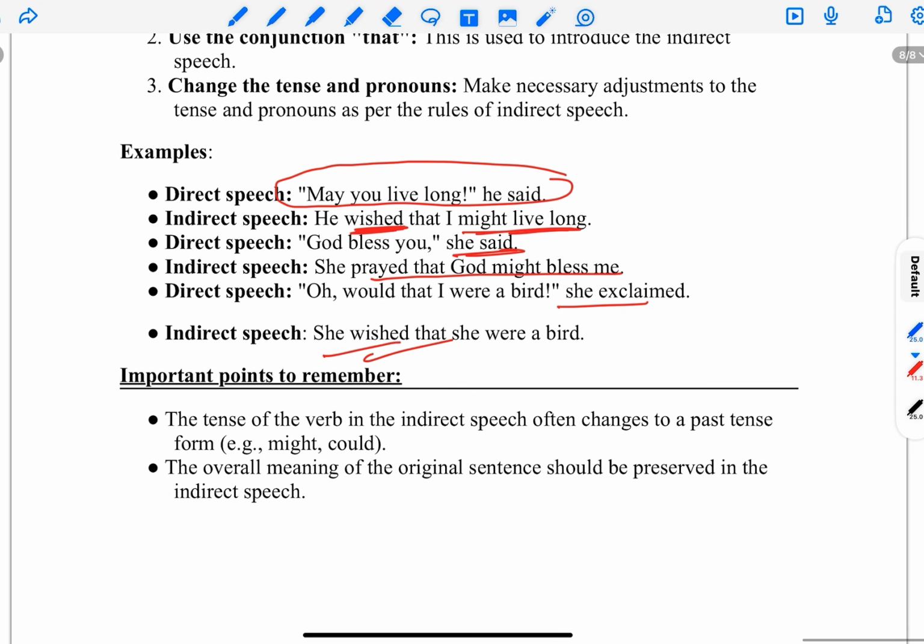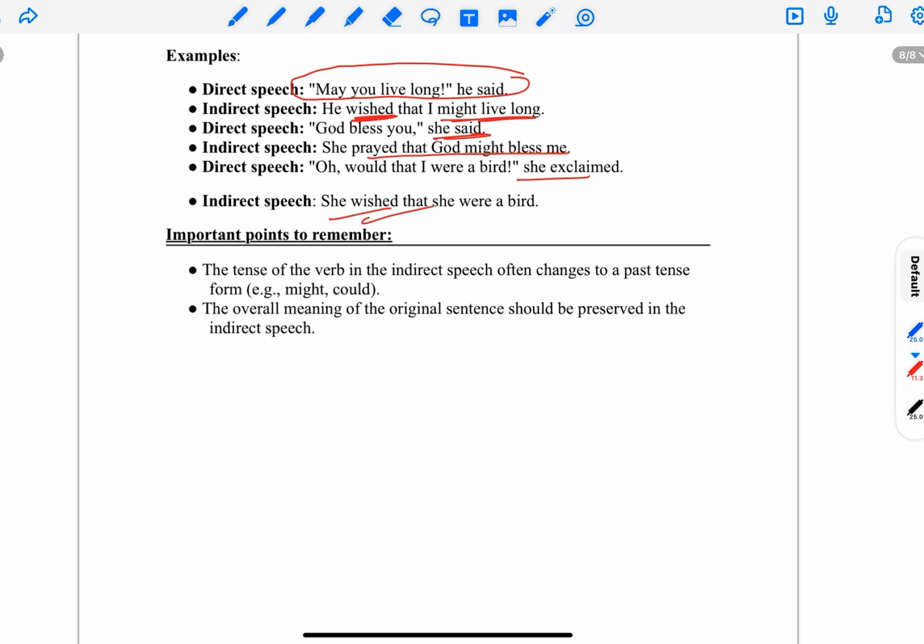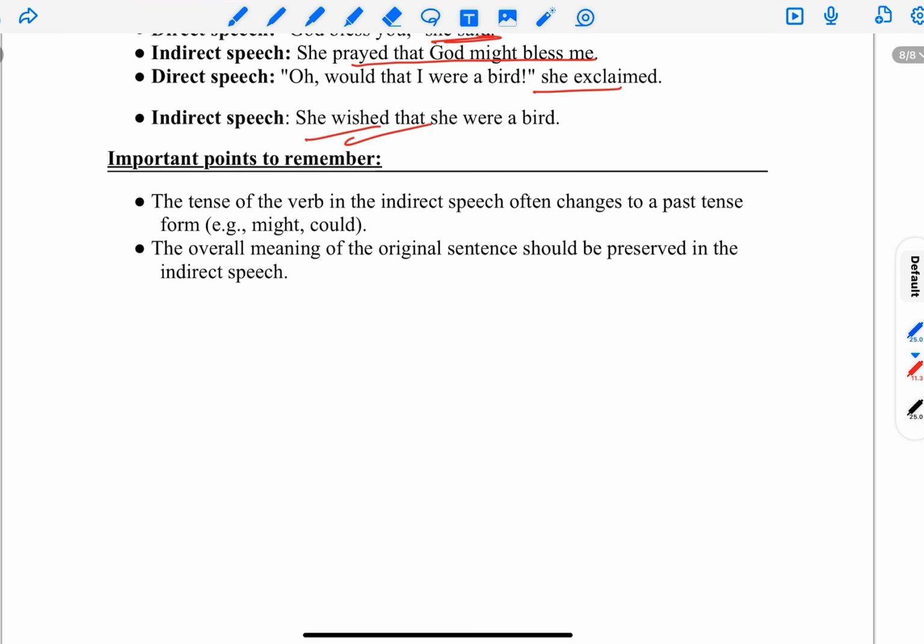So these are some of the rules to change direct speech into indirect speech. Generally, we get stuck in interrogative sentences, so we have to be very careful while changing an interrogative sentence into indirect speech.